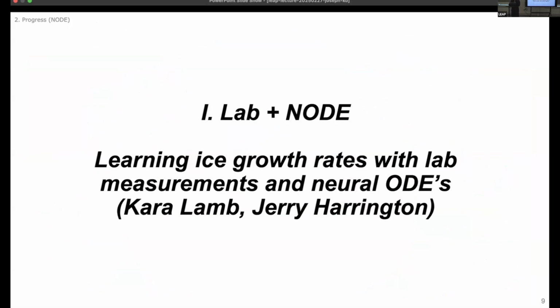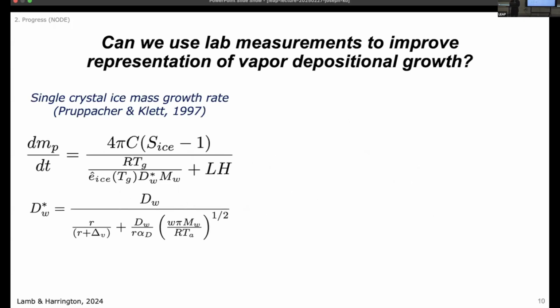And when I say we in this next section, I specifically mean Kara Lamb, because she actually did the foundational work for this, and I'm just going to carry the torch to implementation. So just to give you a brief overview of what this project entails. Say we have an ordinary differential equation, just some functional form of mass growth, dm/dt, as a function of various variables and also parameters.